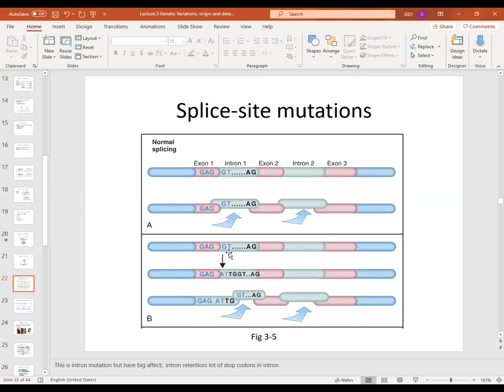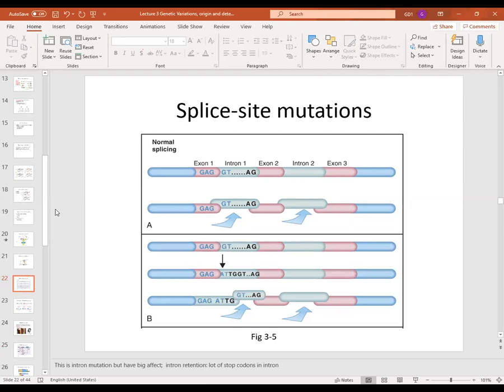So what happens if the GT here changes to AT? That means this intron will not be cut. And the spliceosome, the enzyme for cutting, will cut at another GT in the intron. You see that a lot of coding DNA will be retained in the mature RNA, and it will have a lot of stop codons. Your gene will have no effective protein expression. This splice site mutation has a really big impact.